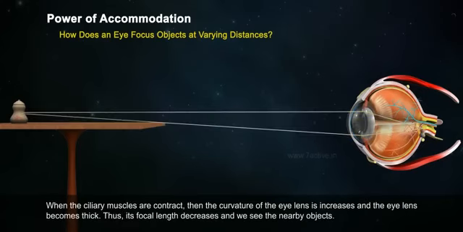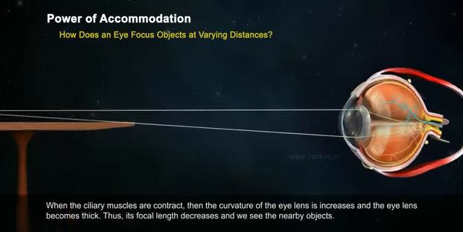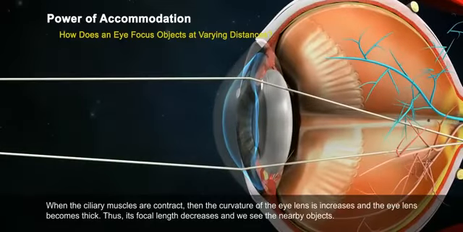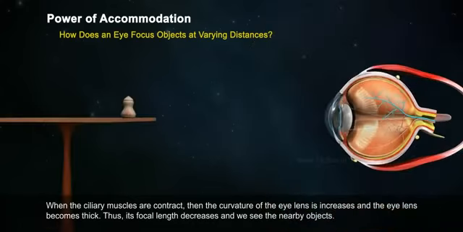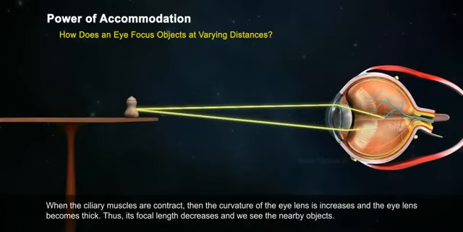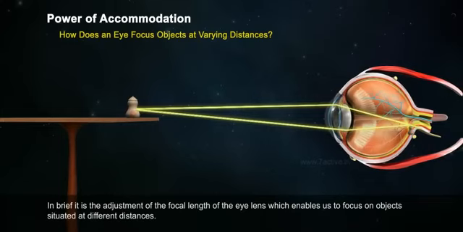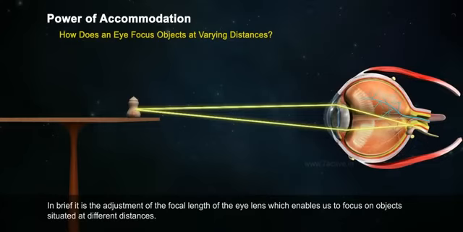When the ciliary muscles contract, the curvature of the eye lens increases and the eye lens becomes thick. Thus, its focal length decreases and we see the nearby objects. In brief, it is the adjustment of the focal length of the eye lens which enables us to focus on objects situated at different distances.